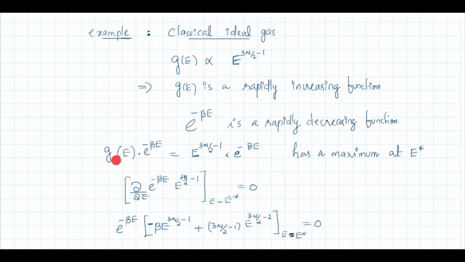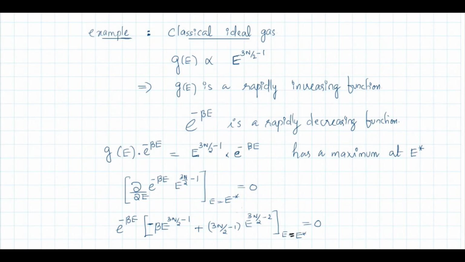What about the product, G of E into e raised to minus beta E? It is E raised to 3n by 2 minus 1 into e raised to minus beta E. This product will have a maximum at E star. Here the extremum will be a maximum, and that occurs at E star. The first derivative of this product evaluated at E equal to E star will be 0, because for a maximum the first derivative will vanish.